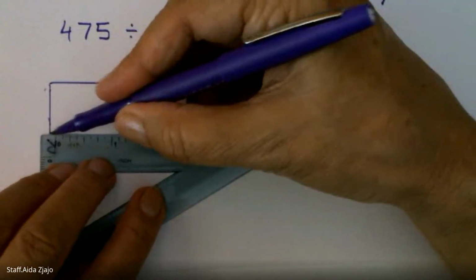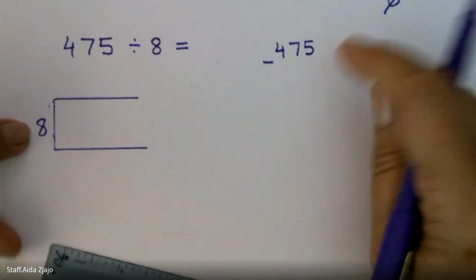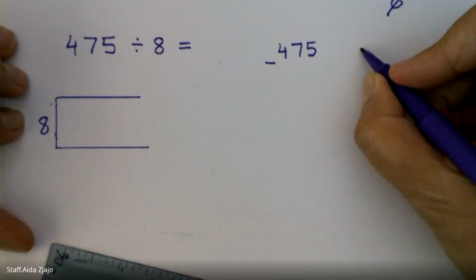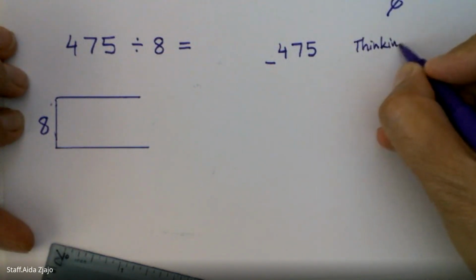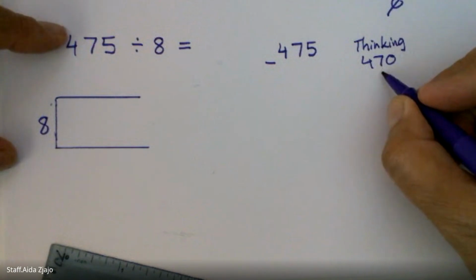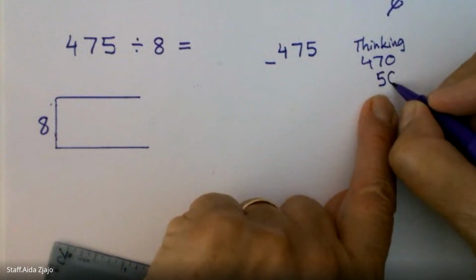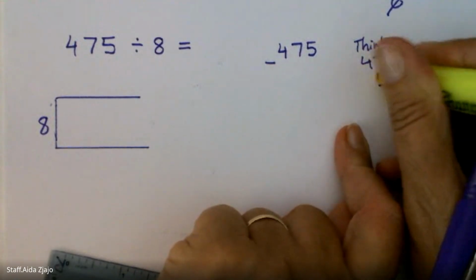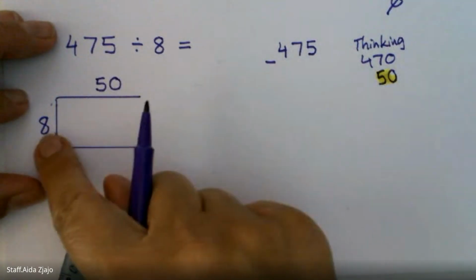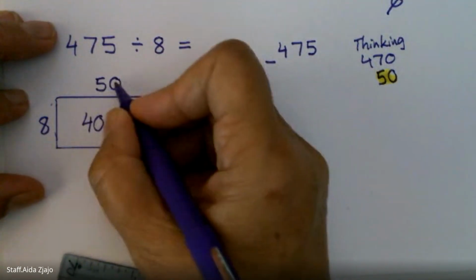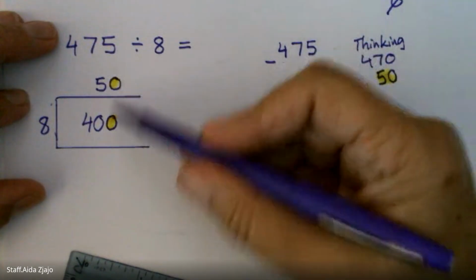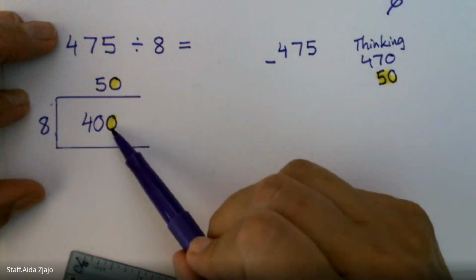So I'm going to open a rectangle, and I'm thinking of 8 times what is really close to 470. I can say, oh, 8 times 5 is 40. So I need to multiply by 50 to get close to 470. So my answer here is 50. 8 fives is 40, and times 10, I am allowed to add 0 because multiplying by 10, numbers gain 0. So 8 times 5 is 40, and then 40 times 10 is 400.